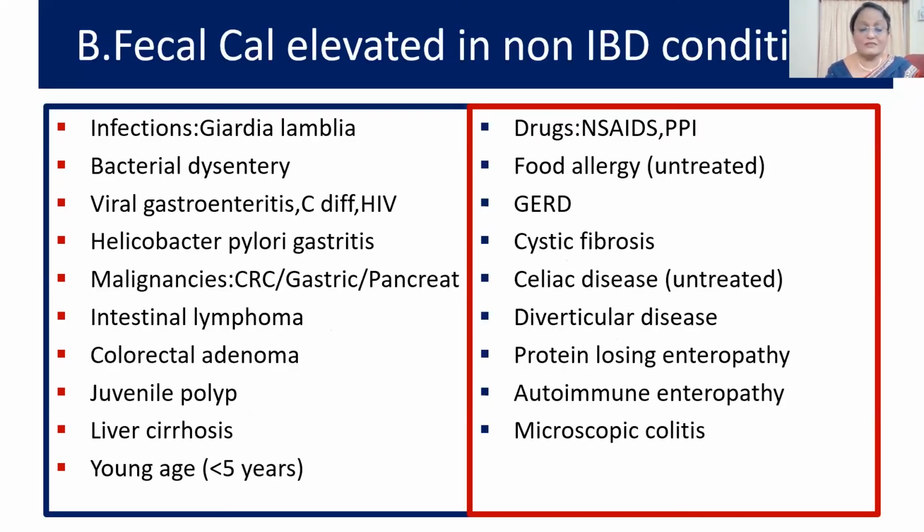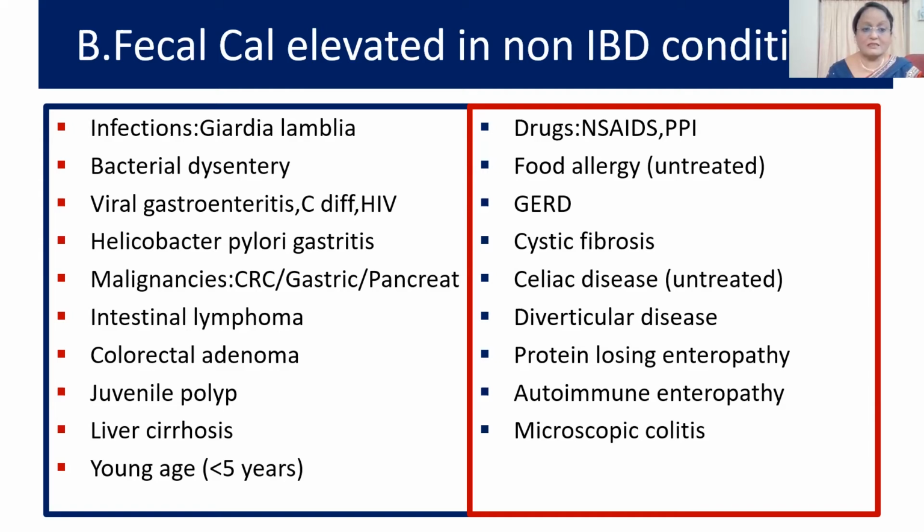The second point we should know is that fecal calprotectin is elevated in non-IBD conditions. It is amazing to know the list of conditions where fecal calprotectin is high. A positive fecal calprotectin does not mean that the child has IBD. It is not like that. It's not a sine qua non. Infections like bacillary dysentery, viral gastroenteritis, C.